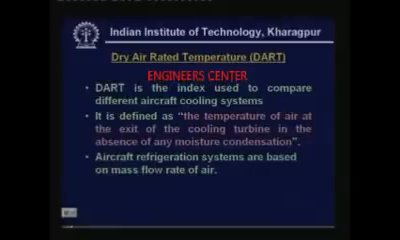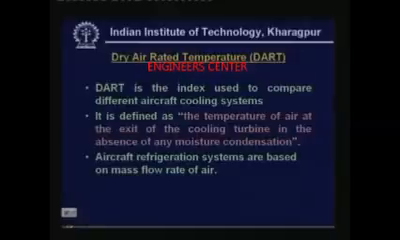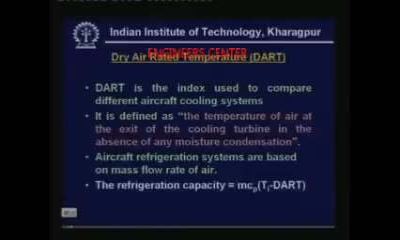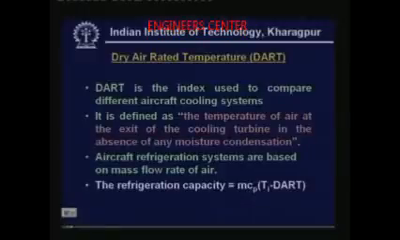Normally the aircraft systems are rated based on the mass flow rate of air. The refrigeration capacity is given by m dot into Cp into (Ti minus DART), where DART is the design dry air rated temperature, Ti is the cabin temperature, and m dot is the mass flow rate of the air.